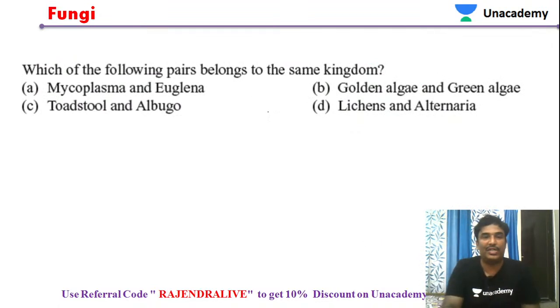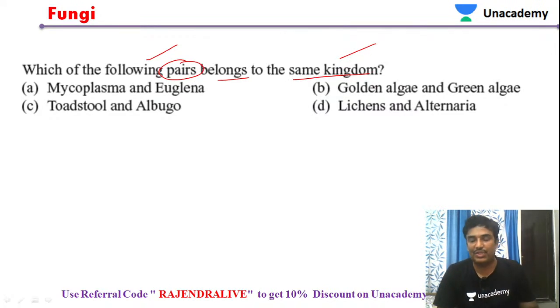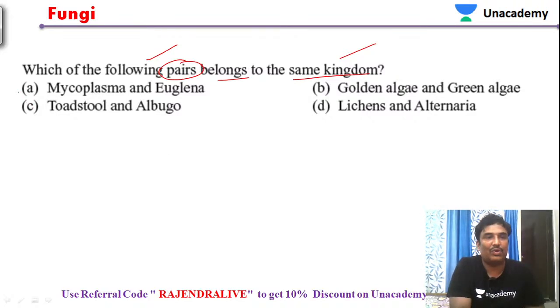So let's move to the next question. Which of the following pairs belong to the same kingdom? Out of all these given options, which of the members belong to the same kingdom? That is the question. Now let's see statement wise, then we'll conclude with our answer.